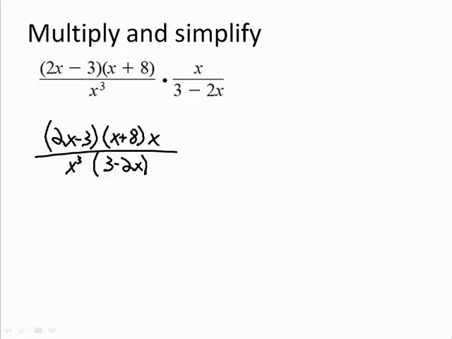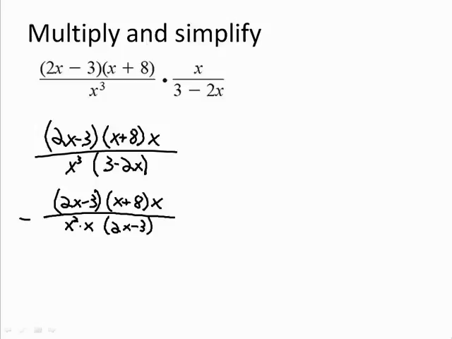Write x cubed as x squared times x and factor a negative 1 out of the quantity 3 minus 2x. Negative 2x minus 3 times the quantity x plus 8 times x divided by x squared times the quantity 2x minus 3. An x in the numerator and denominator cancel out. And the 2x minus 3 in the numerator and denominator cancel out. You are left with negative x minus 8 divided by x squared.